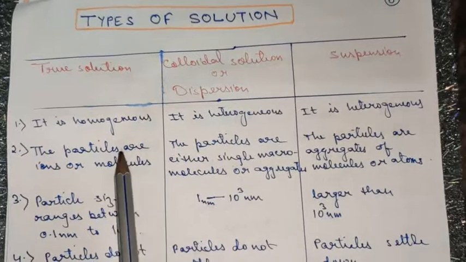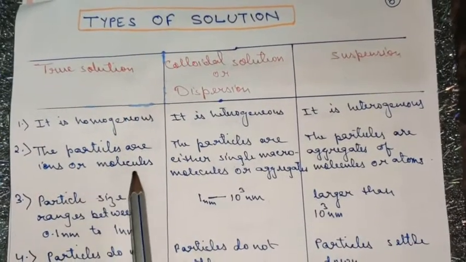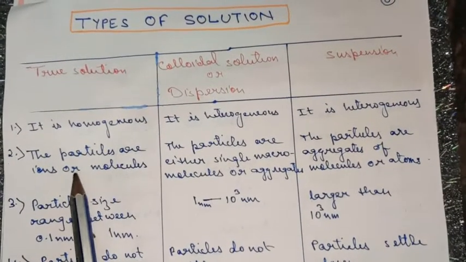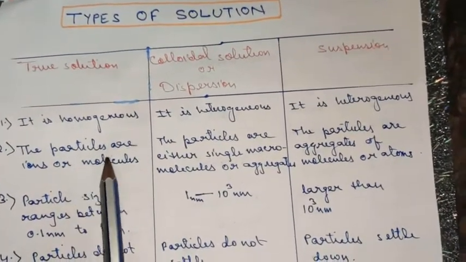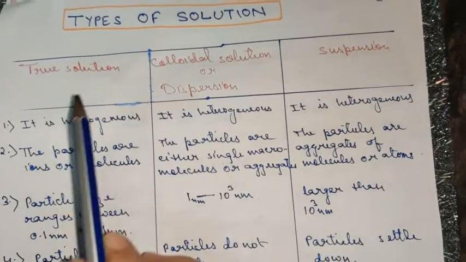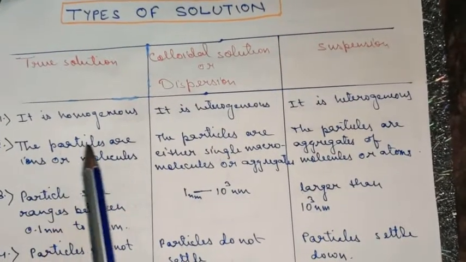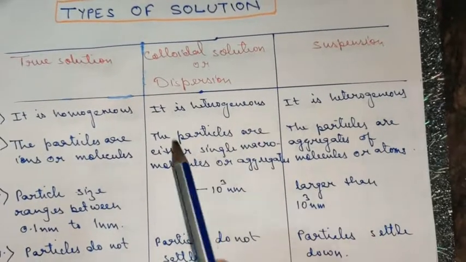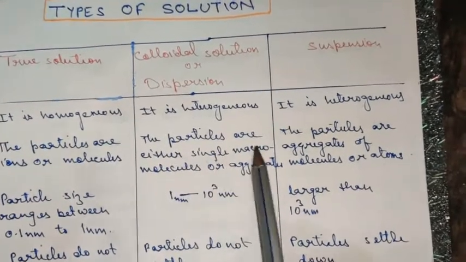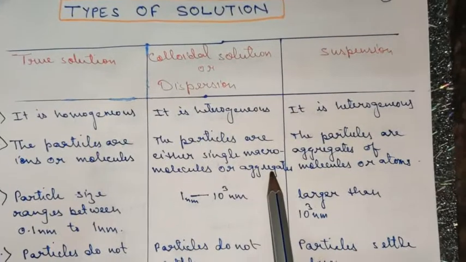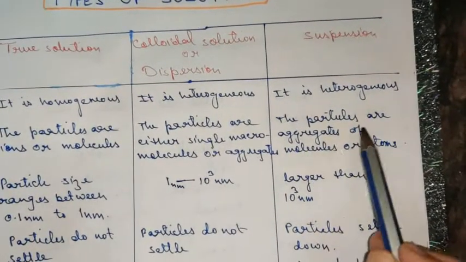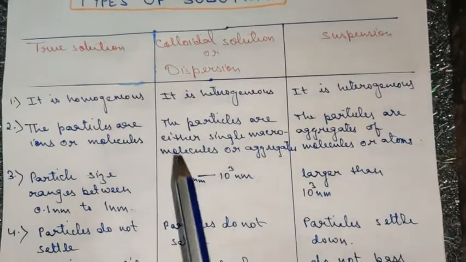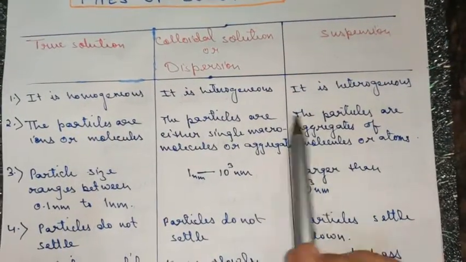Second is the particles are ions or molecules. Like when you are adding NaCl to water, what is happening? NaCl will dissociate to give Na+ and Cl-. So the particles which are present in a true solution are either ions or molecules. Then the particles which are present in colloidal solution are either single macromolecules or it can be aggregates. In suspension, the particles are aggregates of molecules or atoms. Okay, so you will not find ions in these two categories.